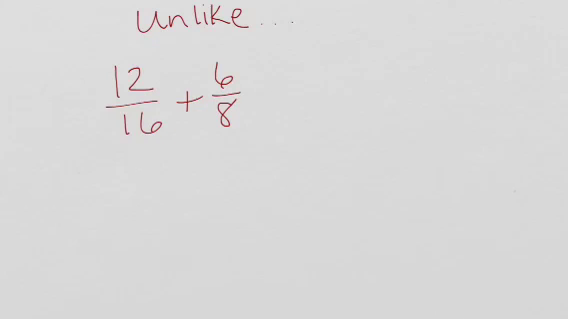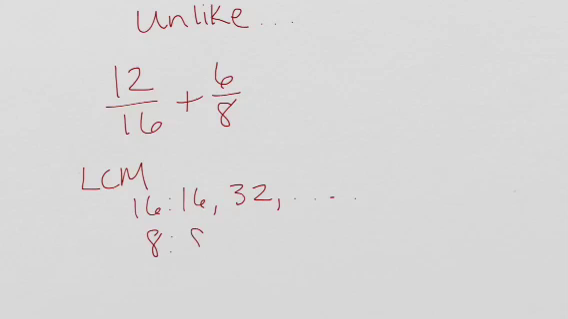Alright, so let's take a look at another example. I have 12/16 and 6/8. So I need to find that least common multiple of 16 and 8. Okay, well, the multiples of 16: 16, 32, and so on. The multiples of 8: 8, 16. Oh, wait a minute. What's that you say? Ah, there it is. I don't have to go very far for this one.